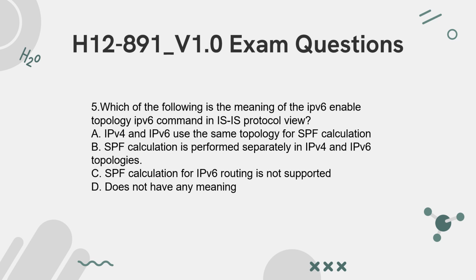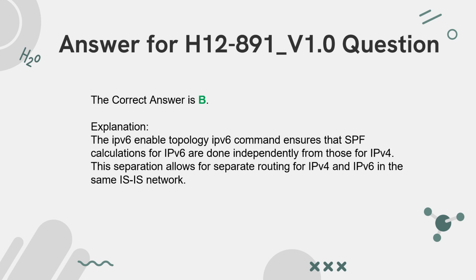Which of the following is the meaning of the ipv6 enable topology ipv6 command in IS-IS protocol view? A. IPv4 and IPv6 use the same topology for SPF calculation. B. SPF calculation is performed separately in IPv4 and IPv6 topologies. C. SPF calculation for IPv6 routing is not supported. D. Does not have any meaning. The correct answer is B.